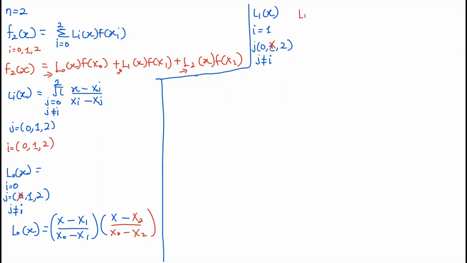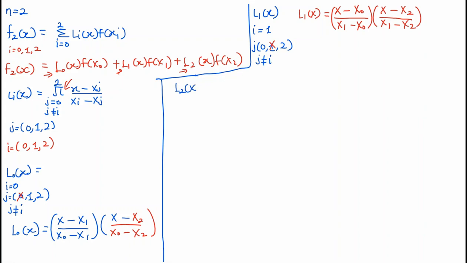So let's find L1 of x. So you're going to have x minus xj. The first j value will be 0, so that x naught divided by xi. Our i is 1, so that x1 minus x naught. Okay, multiplying. This symbol here means multiplication. So multiplying x minus the next j value, which will be 2, x2, divided by x1 minus x2. So that will be L1 of x.